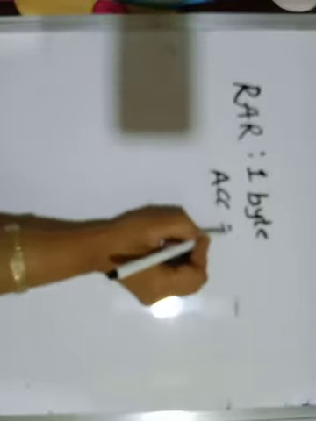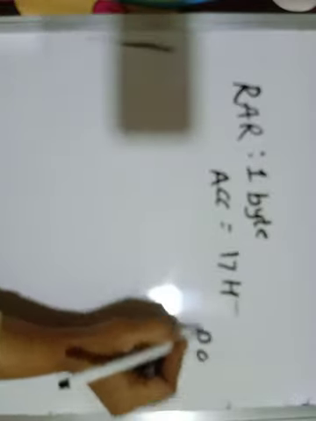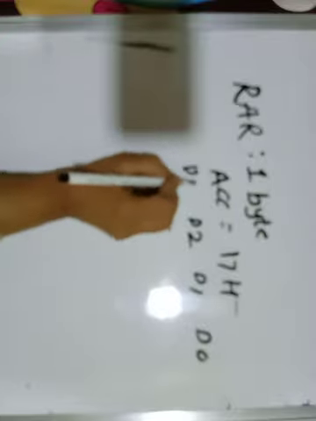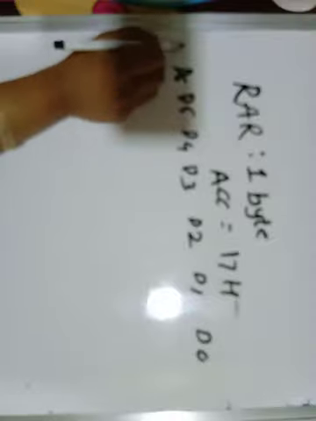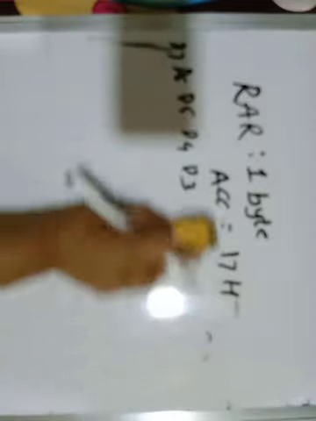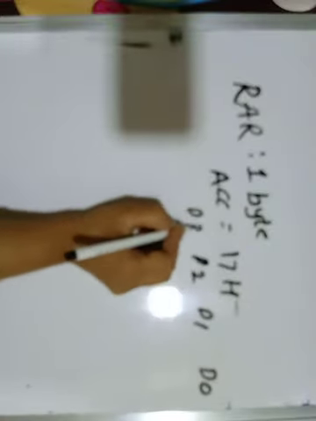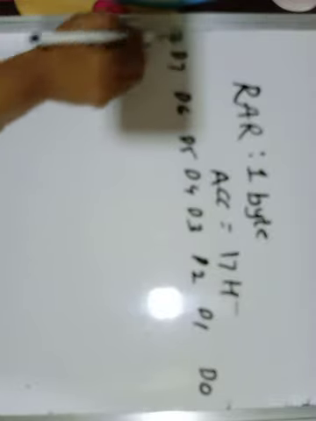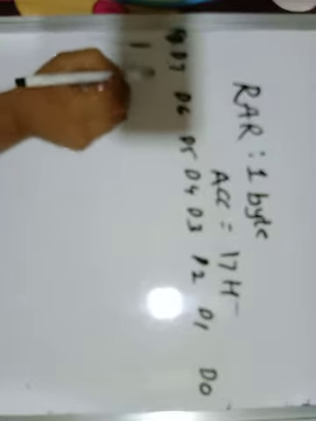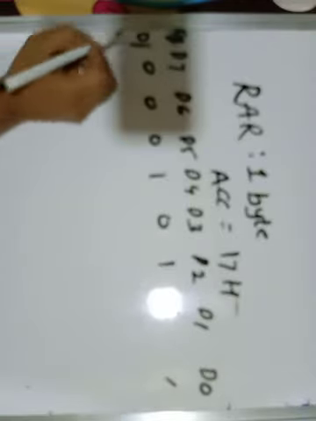Okay, so we'll see one example here. For the example of this instruction we will take the accumulator equal to 17H. So again you draw the bit pattern. D0, D1, D2, D3, D4, D5, D6 and D7. This is your carry flag. The accumulator contents are 0 0 0 1 and 0 1 1 1. The carry flag by default is 0.